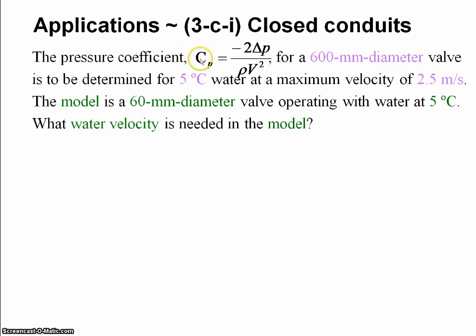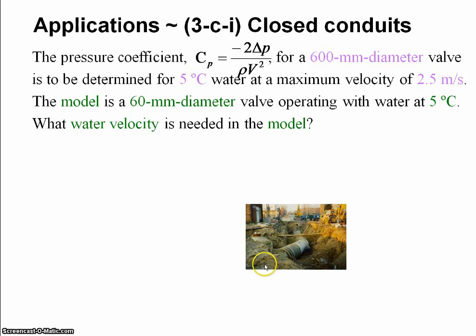The pressure coefficient is a dimensionless one, as you can find from your previous common parameters. The problem we see here is that outside the engineering hall, there is a big construction. The 600 millimeter valve means a 60 centimeter valve. To determine for 5 degree water with a maximum velocity of 2.5 meters per second. This is a prototype.